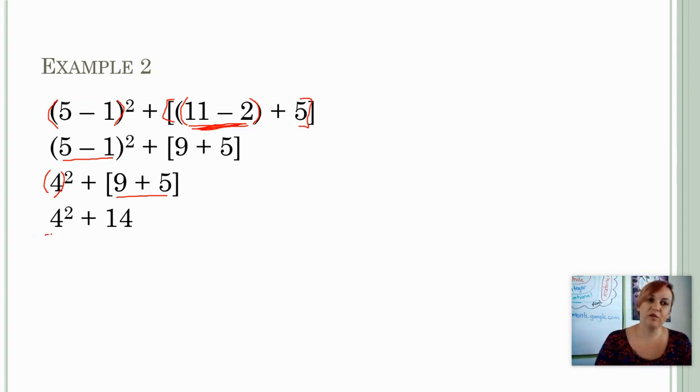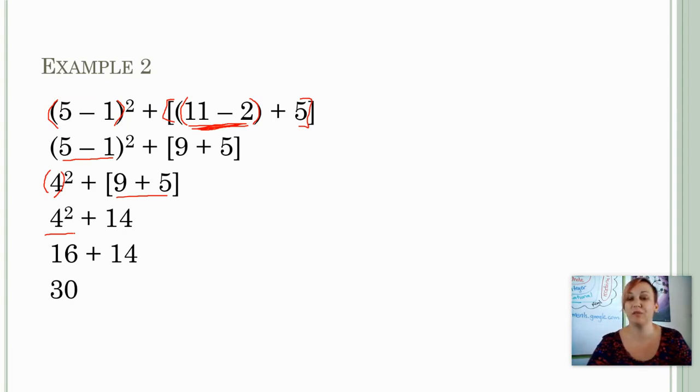So next I'm going to do exponents, which is this one right here. Don't forget that means 4 times 4. It does not mean 4 times 2. It means 2 number 4s. Now I only have one operation left, and so I'm going to finish up this problem. 16 plus 14 is 30. And that is the correct answer to this question.